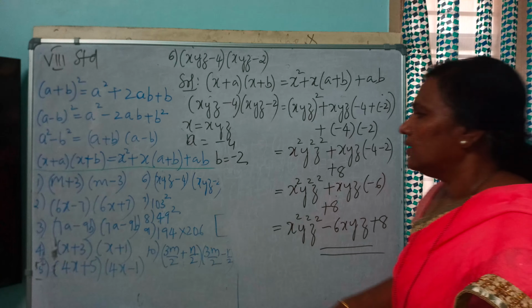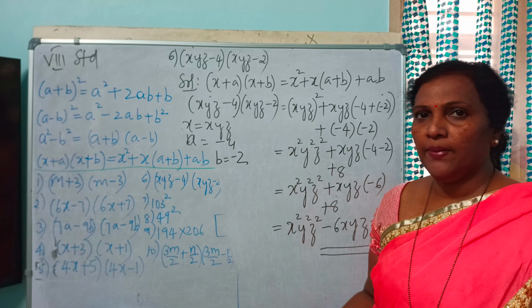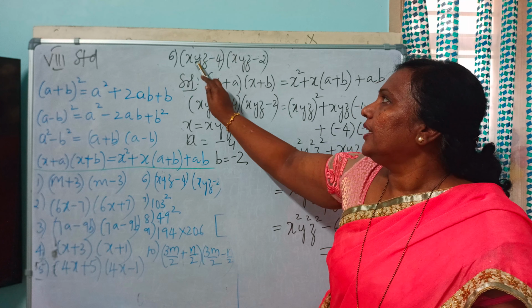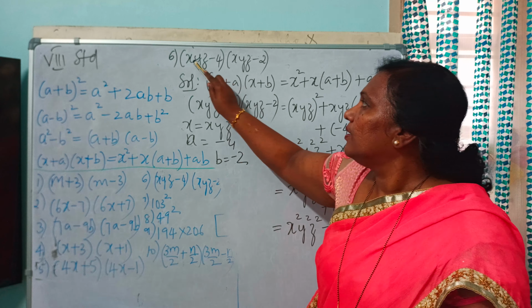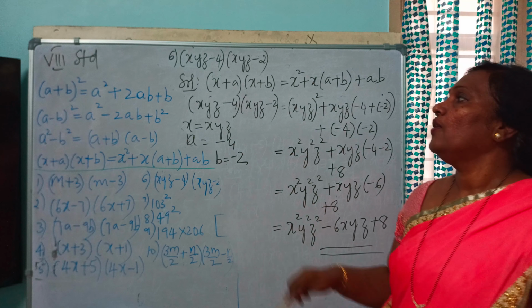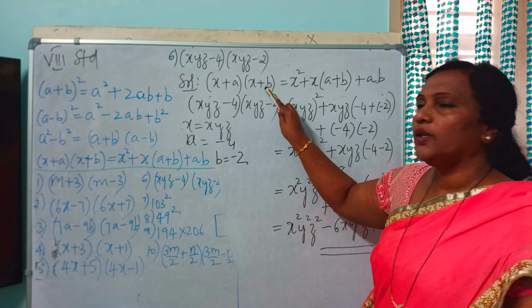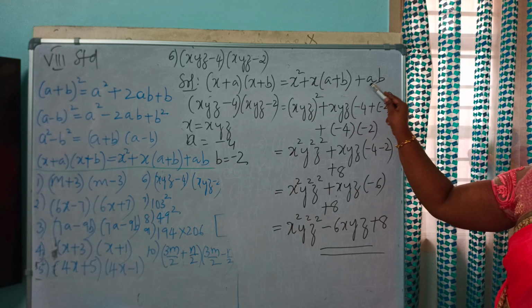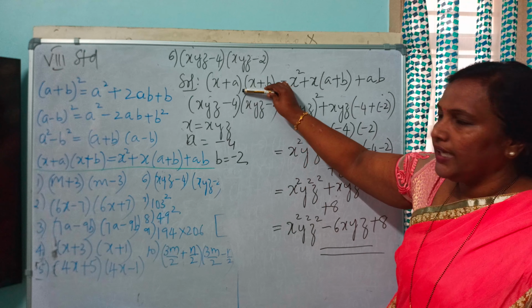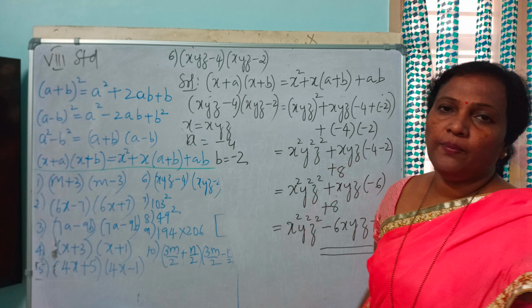Children, see the sixth problem. I wrote here. Now let us compare. Here first terms are same, but A and B are different. First terms are same, A and B are different means you already know which you have to use: (x plus a) into (x plus b) is equal to x square plus x into (a plus b) plus ab. After writing the identity, below that you write down the problem.